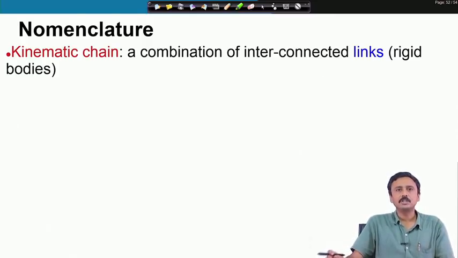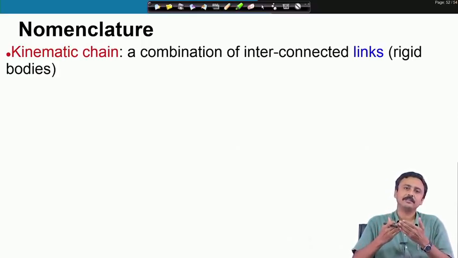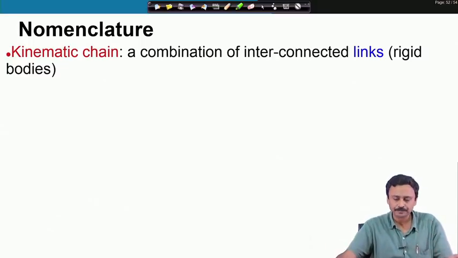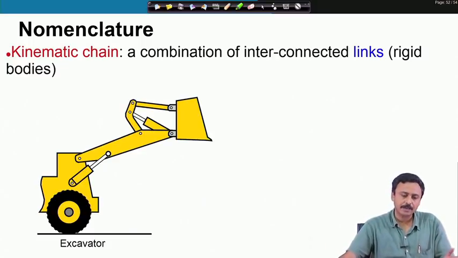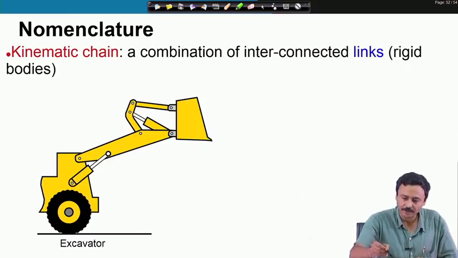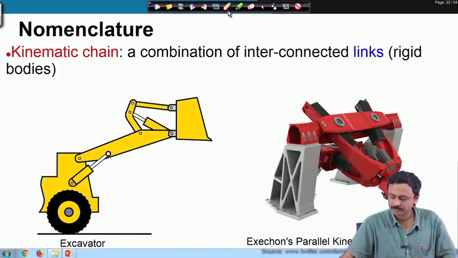So, what is a kinematic chain? A kinematic chain is a combination of interconnected links which are rigid bodies, and these connections actually make a mechanism useful. These connections are not, of course, welded connections, they allow some relative motion between these rigid bodies. Here is an example of an excavator and a hexapod parallel kinematic machine.